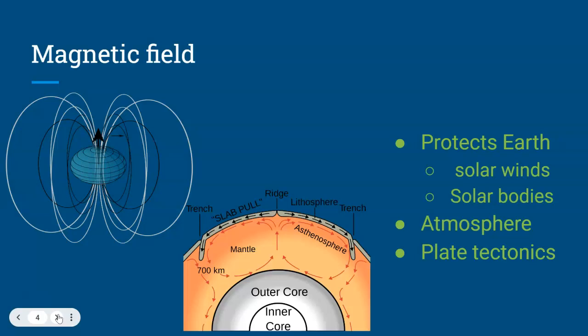Plate tectonics are also another reason we have life on Earth. The cooling, the sinking, and the rising, which are the convection currents in the mantle, help keep the magnetic field strong.